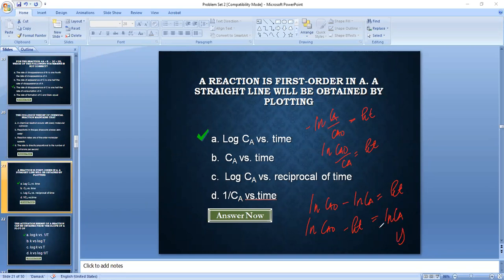So this is the y, this is the x, this is the m, and this is the b. So this is the correct answer here for the plot of your first order reaction. What's the relationship or what values you need to plot? So it's the ln or the log of Ca versus time. So it's a straight line. Okay, we go to the next.